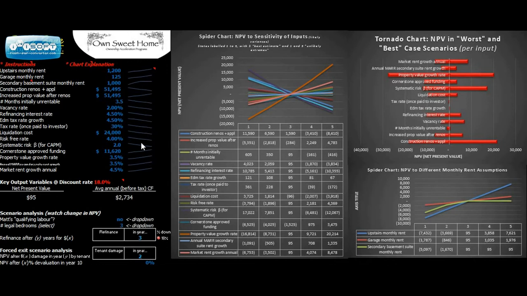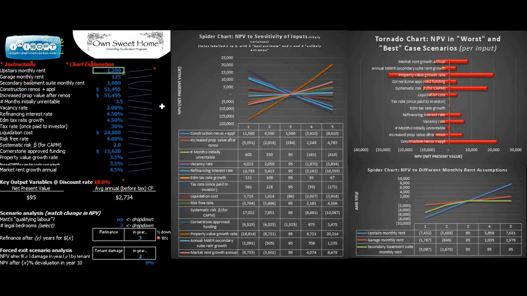These here are called spark charts right here. They're not super useful in terms of figuring out exactly what's going on, but they are useful in figuring out the nature of the relationship. For example, construction rentals. The lower this number here, the lower the cost of my rentals initially, the higher my NPV is going to be. So it just helps you with the nature of that relationship. So let's go through a couple analyses here.